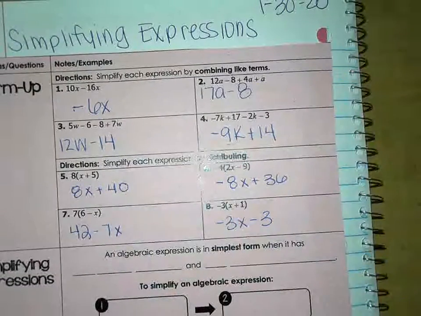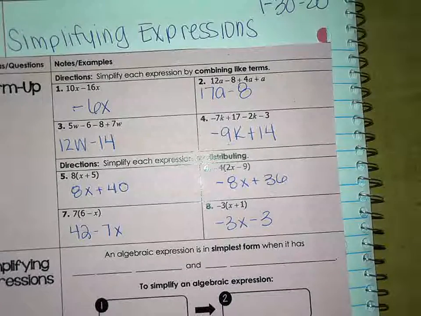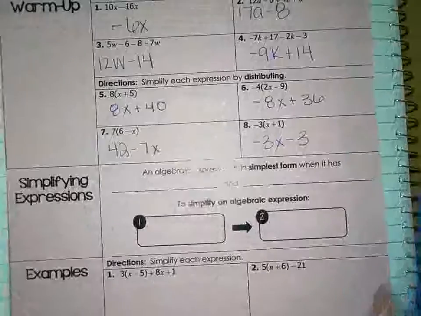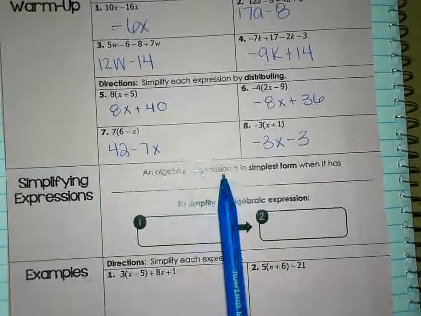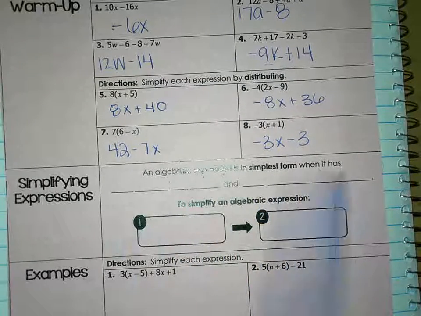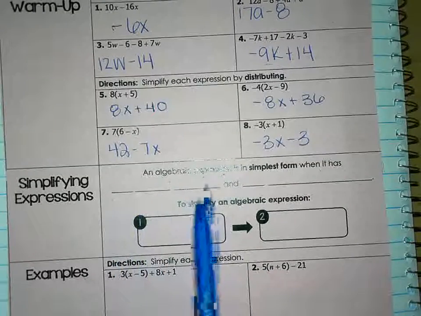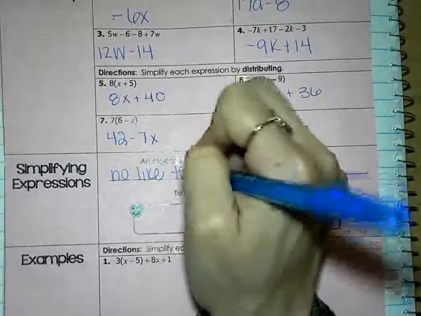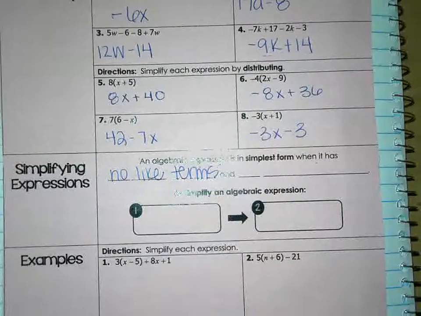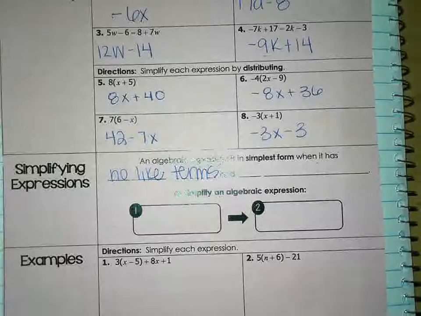Why do you think we reviewed combining like terms and the distributive property? What was the point of that? Well, yes, eventually you will, and you already have technically had quizzes over them. Because it goes straight into our simplifying expressions, which we're learning today. So an algebraic expression in simplest form is when it has no like terms, meaning when I look up at the 8 examples up above, there are no terms that are alike. They are all different terms.